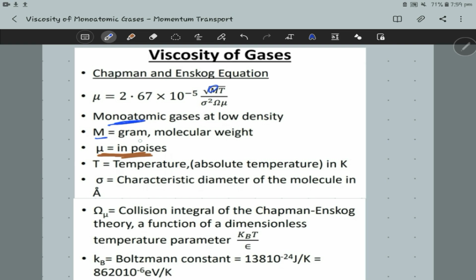which is this. We only get that when the molecular mass is in gram, and the temperature T is in Kelvin, and then this parameter here is in angstrom, which is basically 10 to the power minus 10 meters. You only get the viscosity in poises when these values have certain units. So you must always pay attention to the unit.